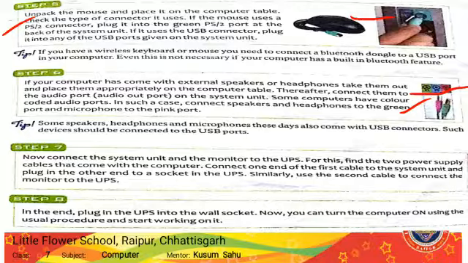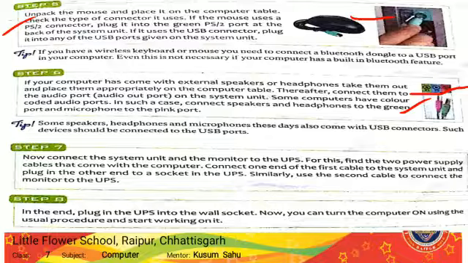Now all our hardware parts are connected. Now come to the next step, that is you have to connect the system unit and the monitor to the UPS. For this find the two power supply cables that come with the computer. Means the cable is given with the computer only, you can connect it with the UPS box, means power supply box. Connect one end of the first cable to the system unit, then plug in the other end to a socket in the UPS. Similarly use the second cable also, connect the monitor to the UPS.